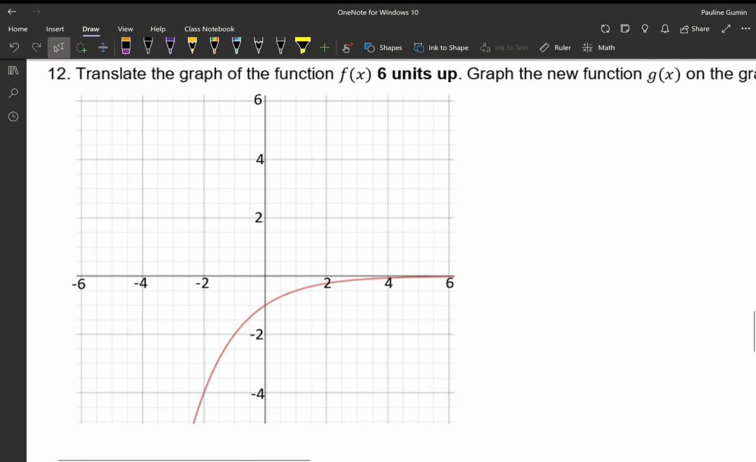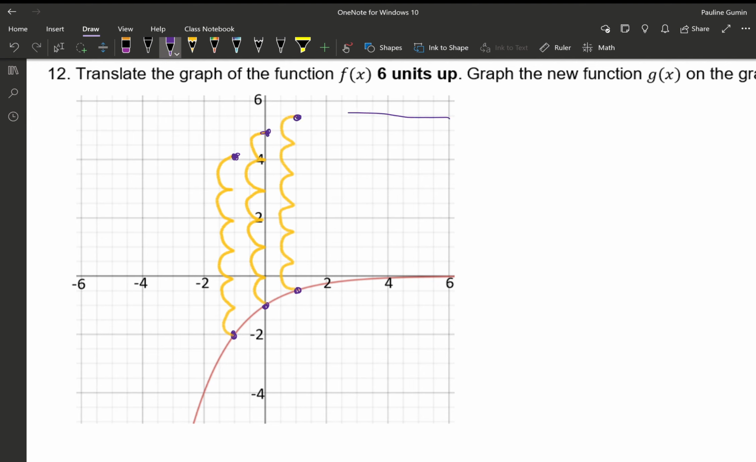We're going to move this 6 units up. I'm going to choose a point on the left, I'm going to choose a point on the right, and I'm going to use the one in the middle. All right, let's go. Up 1, 2, 3, 4, 5, 6. Up 1, 2, 3, 4, 5, 6. And up 1, 2, 3, 4, 5, 6. Oh, so much counting. All right, there's the 3 points. Draw a nice little swoop, and we're good to go.